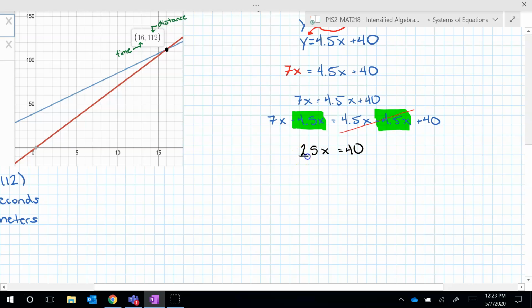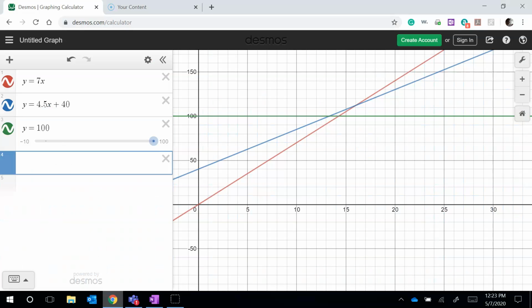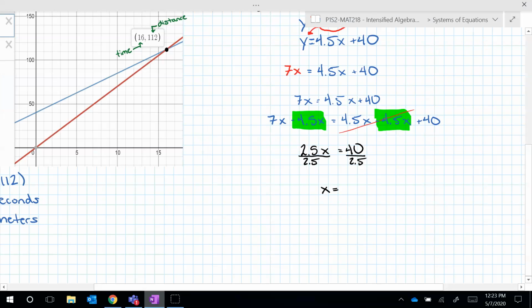And then I'd have to divide both sides by 2.5 to get the x by itself. Right. So x equals 40 divided by 2.5. Let's go to Desmos and see what is 40 divided by 2.5. It is 16. Right. So I got my x equals 16, the same 16 that we found graphically here. This is half of the solution to the system of equations.